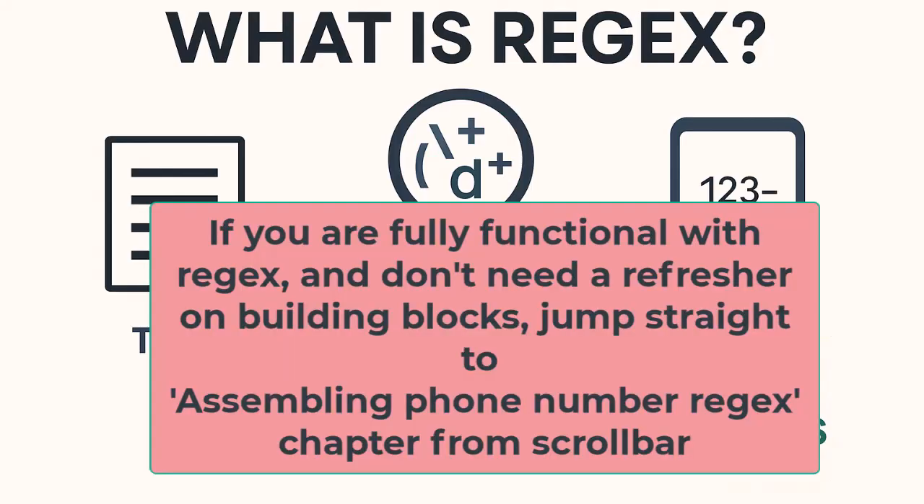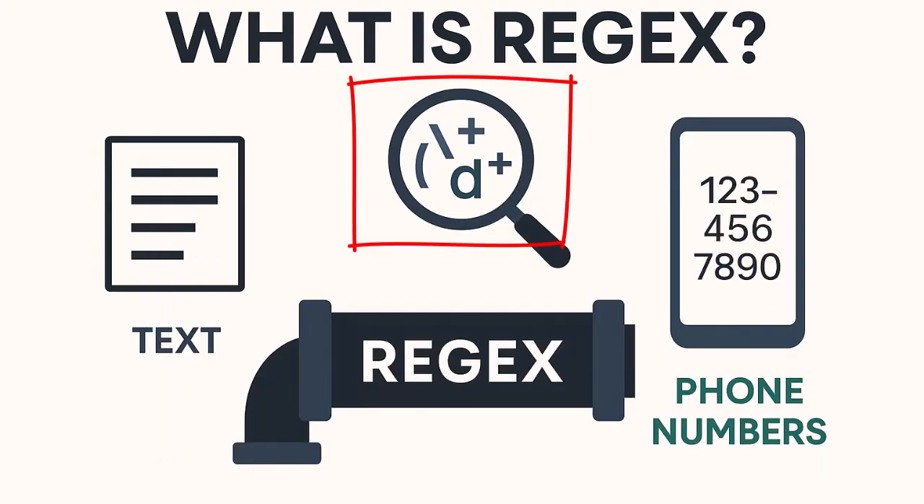First off, what is regex? Regex stands for regular expression, and it's a special sequence of characters that helps you search, match, or extract patterns in text. Think of it like a search engine with superpowers. You tell it what pattern to look for, and boom, it finds all the matches. Today, we are going to use regex to match phone numbers.